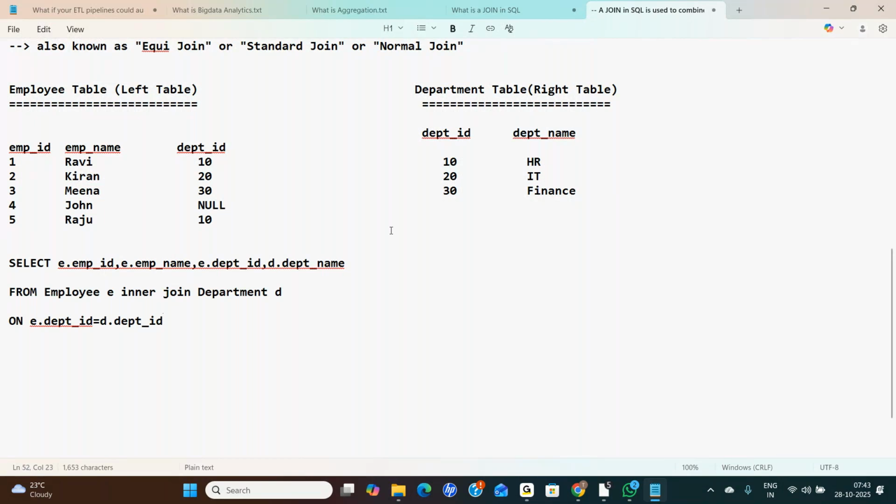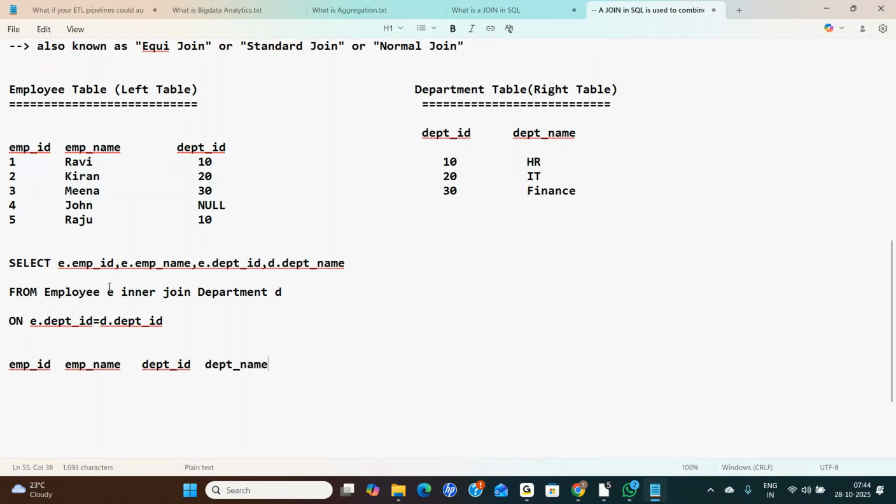So inner join only combines matching rows. Unmatched rows are ignored. As a result, guys, consider the first 3 rows from the employee table, and the final output has employee underscore ID, employee underscore name, department underscore ID, and department underscore name. That's it.